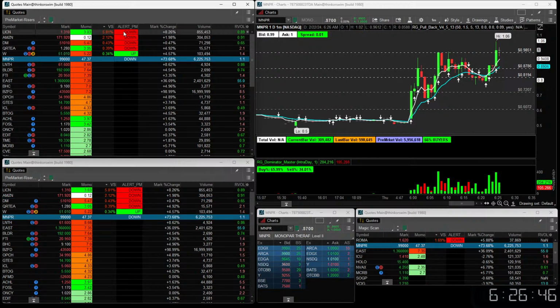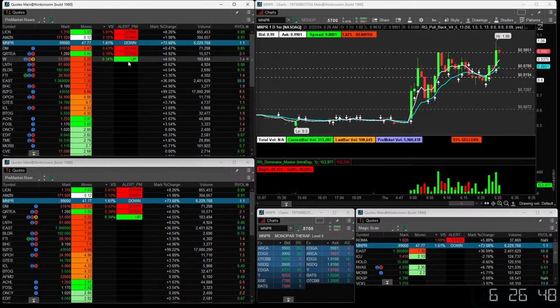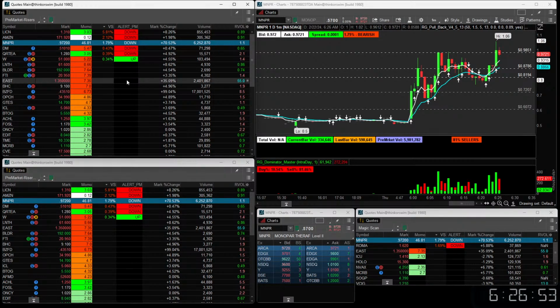Not seeing anything on my other scans either. It's a pretty slow start for Thursday morning, and usually Thursdays are really profitable for us.